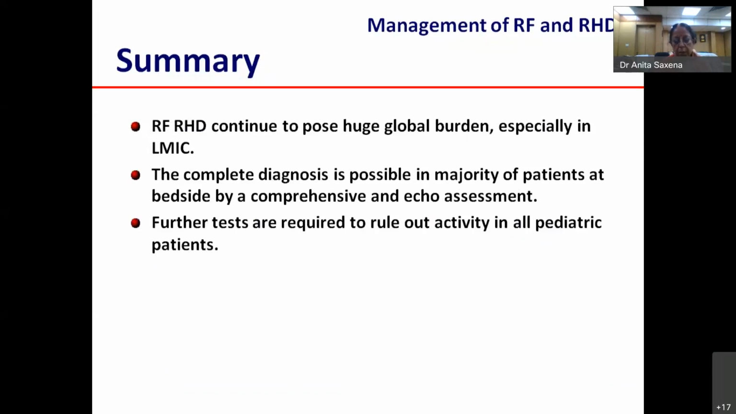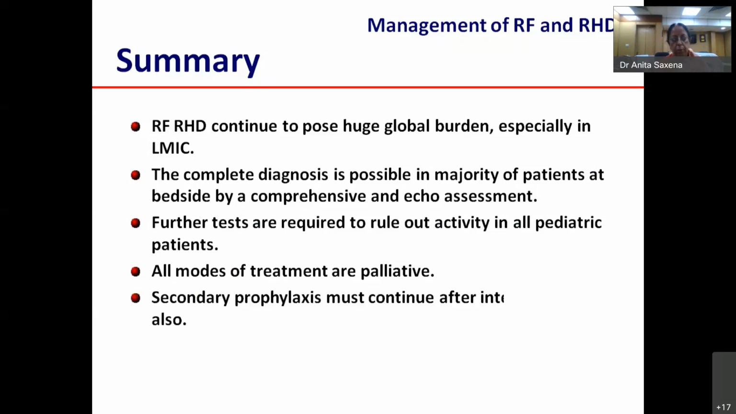Further tests must be done to rule out activity in all pediatric patients. Even if clinically you think the patient is not active, please go ahead and do lab tests to rule out activity. Remember, all modes of treatment are palliative, whether it is surgery or balloon or medical therapy, they're all palliative. Even when you're replacing a valve, you're actually trading one disease with the other disease. And therefore, don't think giving a valve to a patient is a good answer, because we know that there are issues with anticoagulation even after valve replacement.